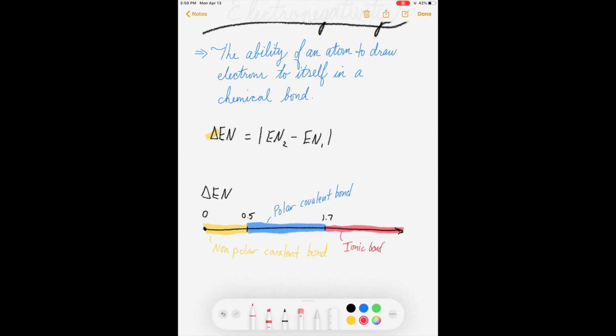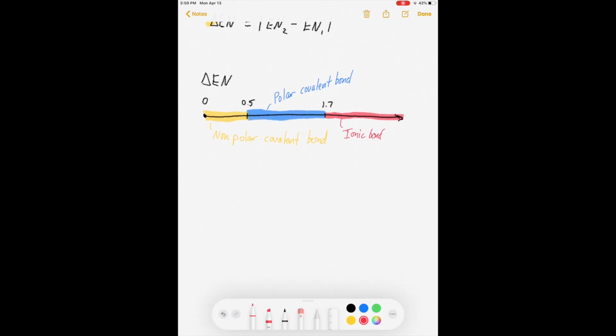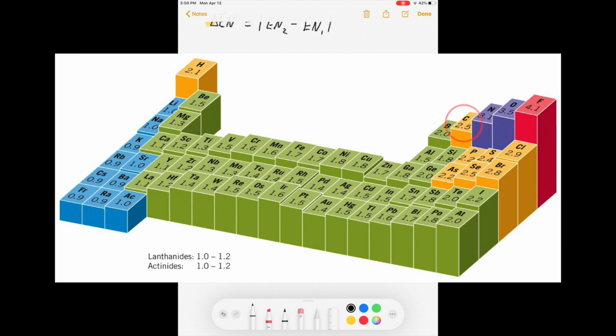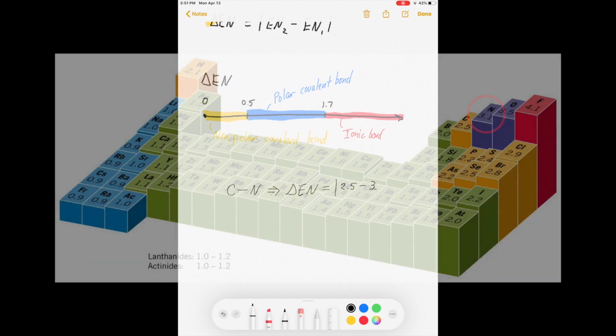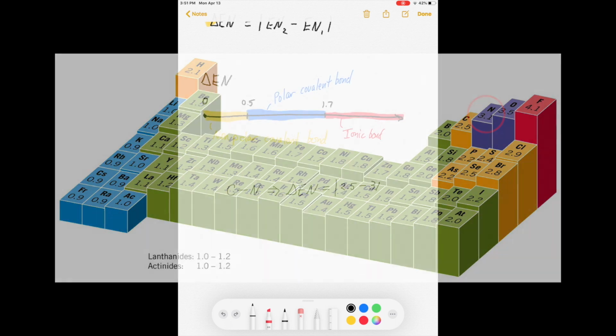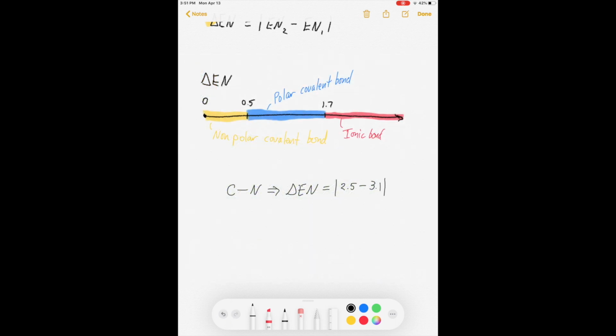So how do we determine the change in electronegativity between two atoms in a bond? It's very simple. Suppose, students, that we had, for just a moment, the carbon to nitrogen bond. Let's take a look at its electronegativity. So looking at the scale on your screen, I can see that carbon has a value of 2.5 minus nitrogen's 3.1. It doesn't matter what order we write these numbers in. So 2.5 minus 3.1 is 0.6. So what that tells me then is that the carbon to nitrogen bond is a polar covalent bond.